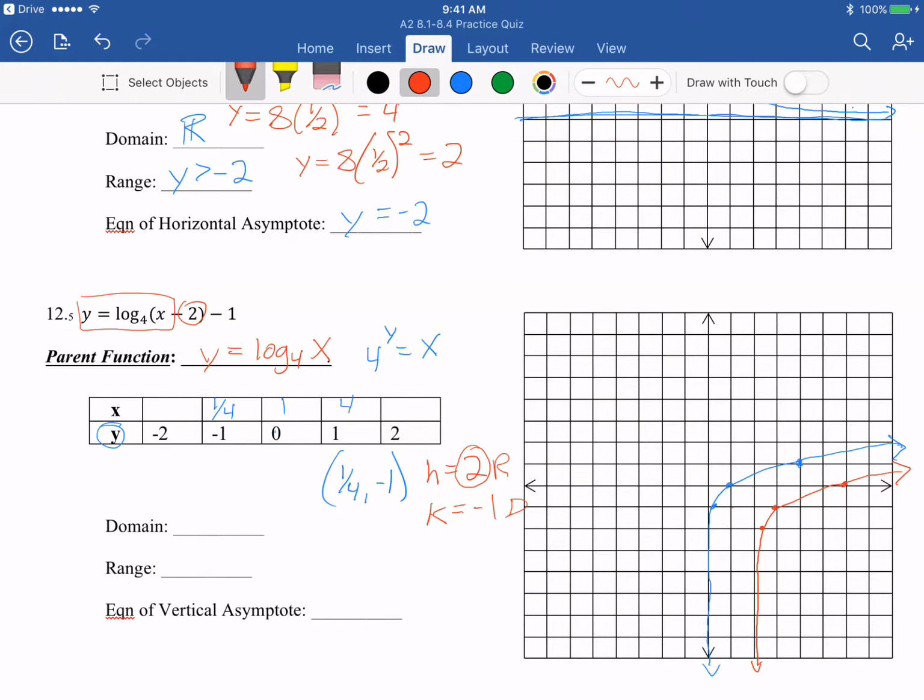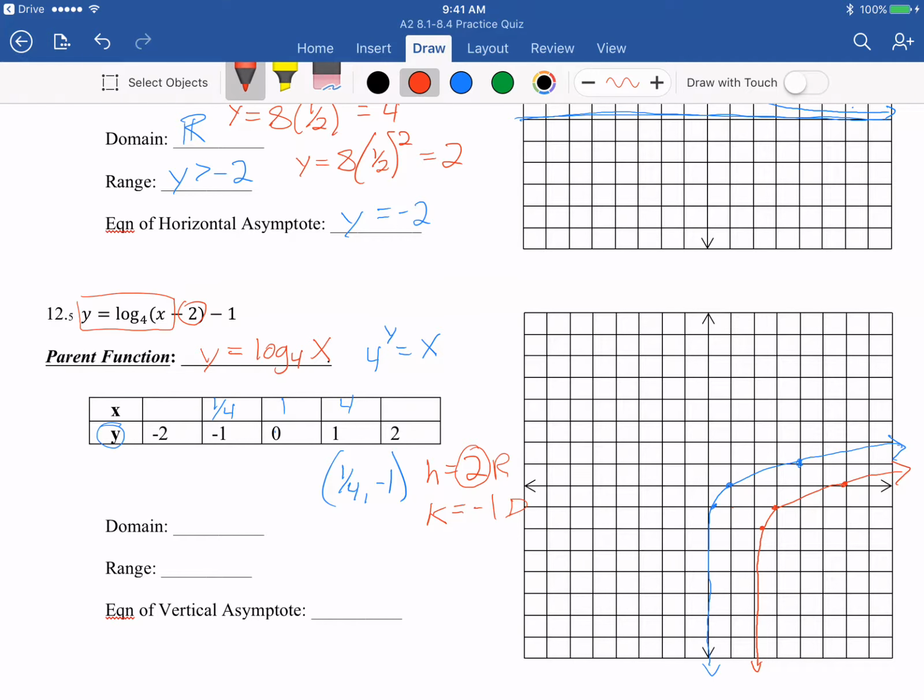All right, so now if I look, my domain is not all reals for this one. My domain is x is greater than 2, because all my x values are greater than that line x equals 2. My vertical asymptote is x equals 2. And now for my logs, my range is all reals.